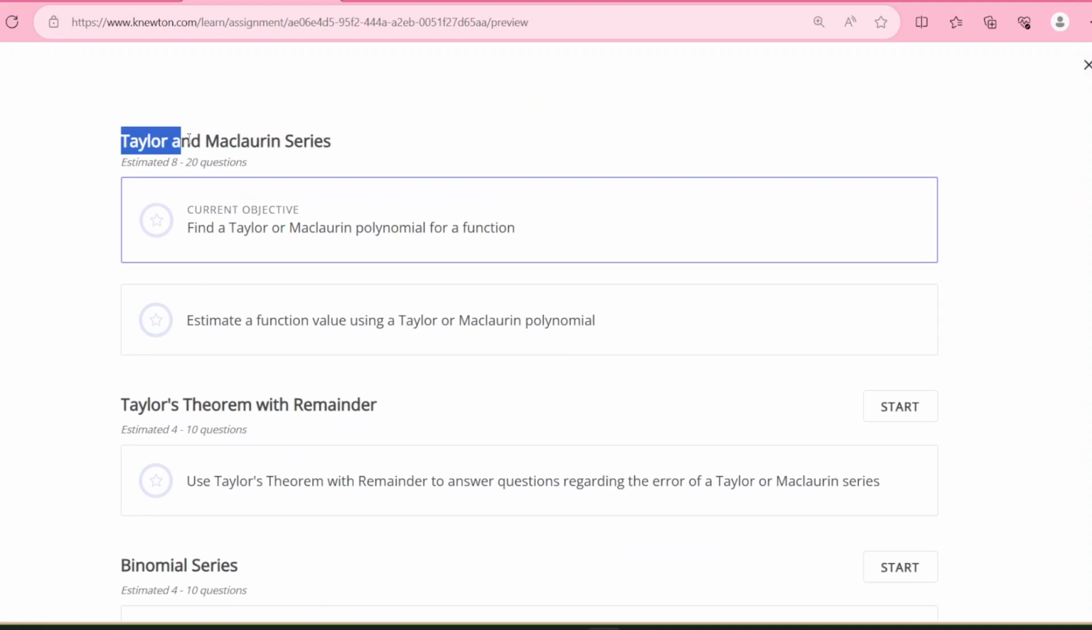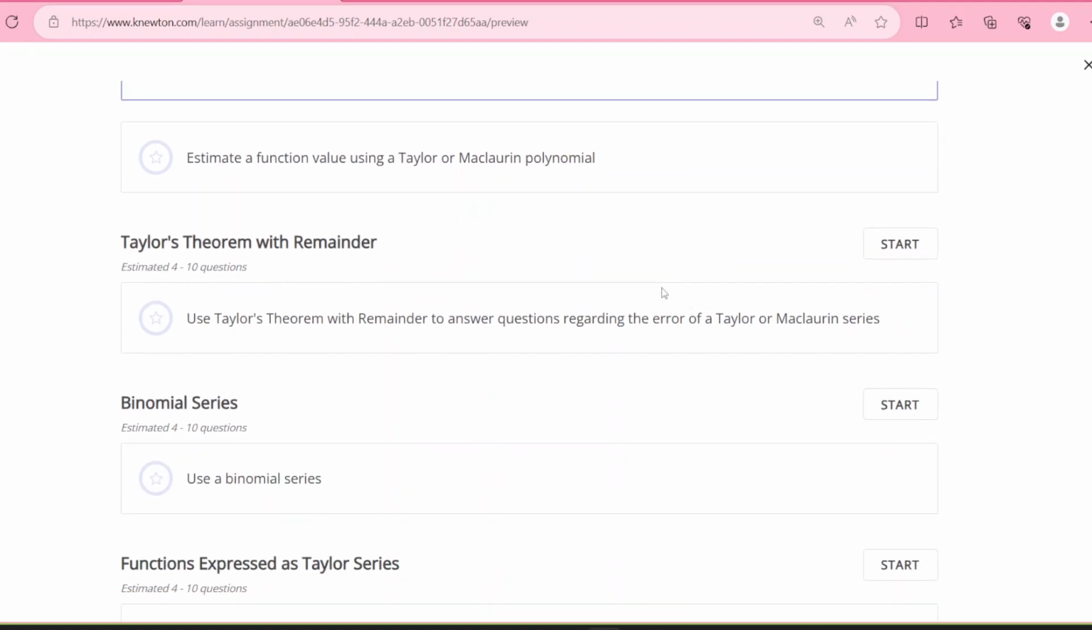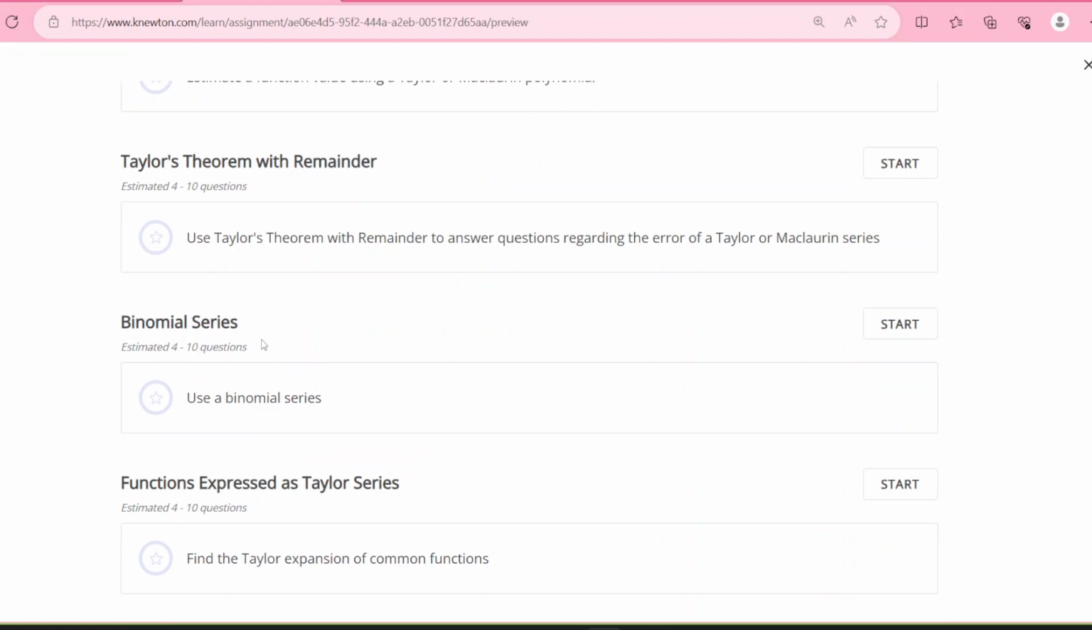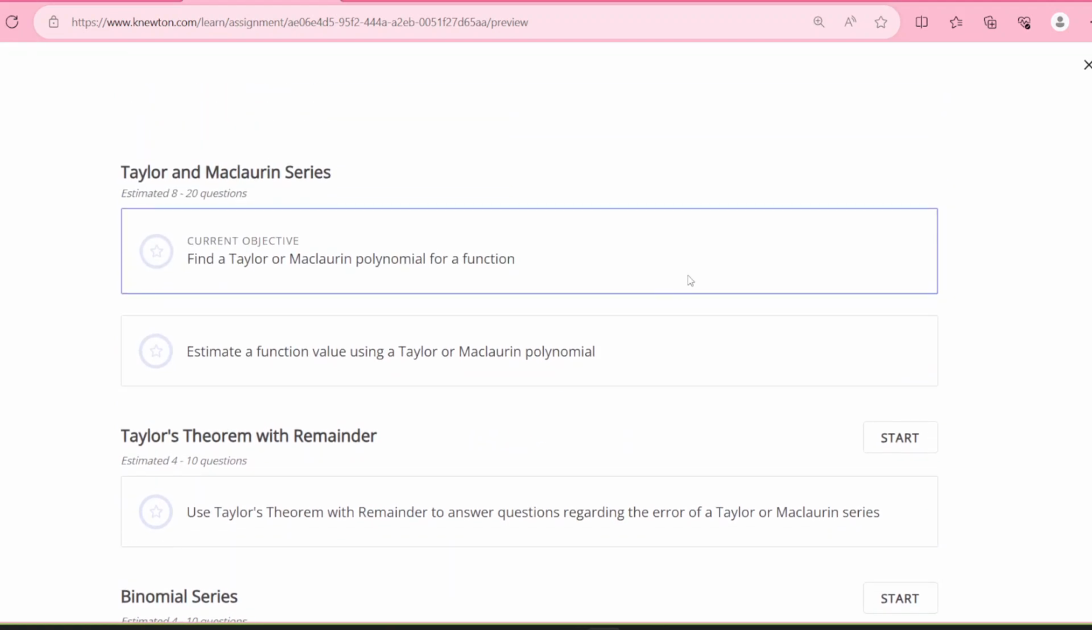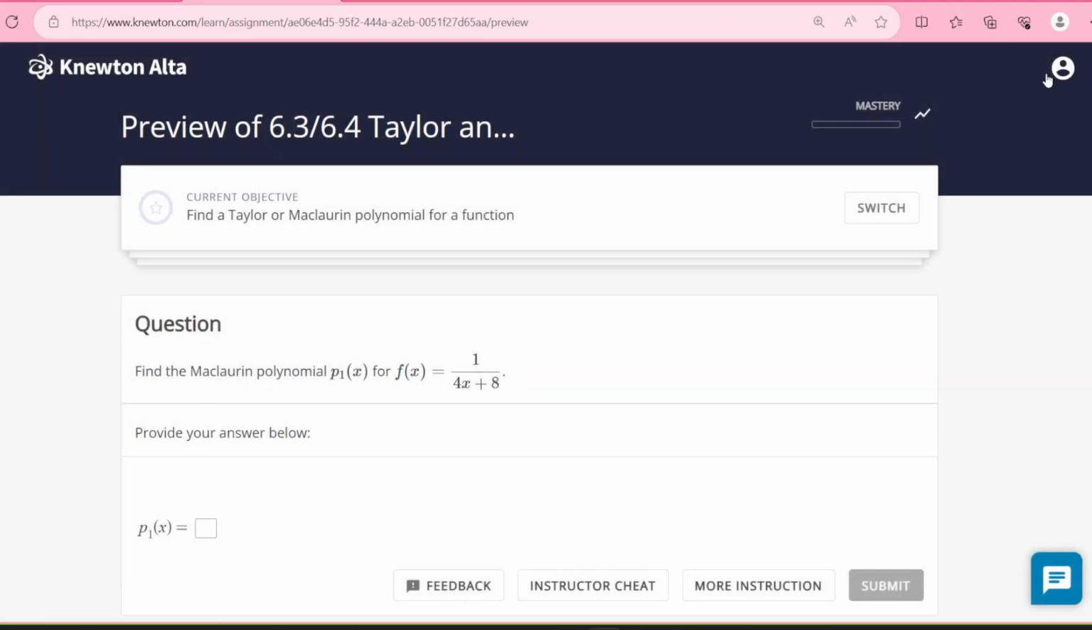The first video you're seeing here is on these Taylor and Maclaurin series, this bold objective. So I've got find a Taylor or Maclaurin polynomial for a function, and then estimate a function using a Taylor or Maclaurin polynomial. I'll explain what all those are. And I will bring up over the next day or two videos related to the other 3 bold headings in this assignment. That's just so that the video is not insanely long.